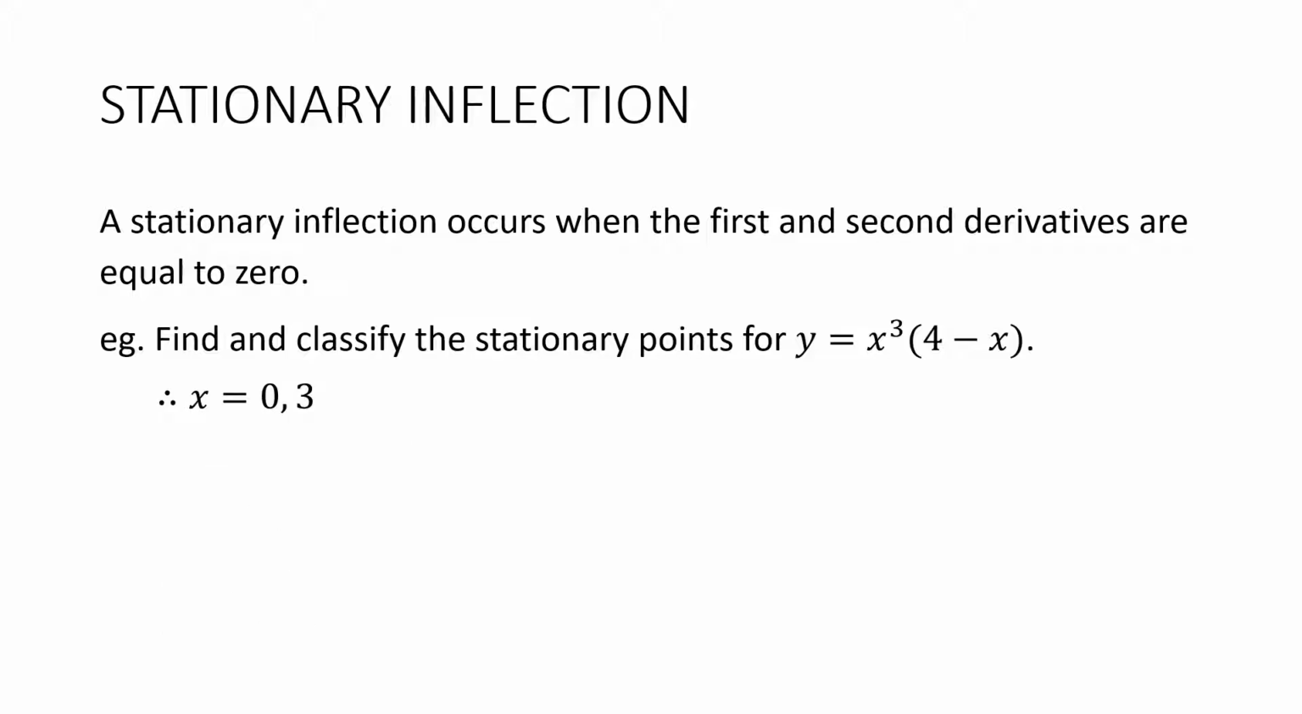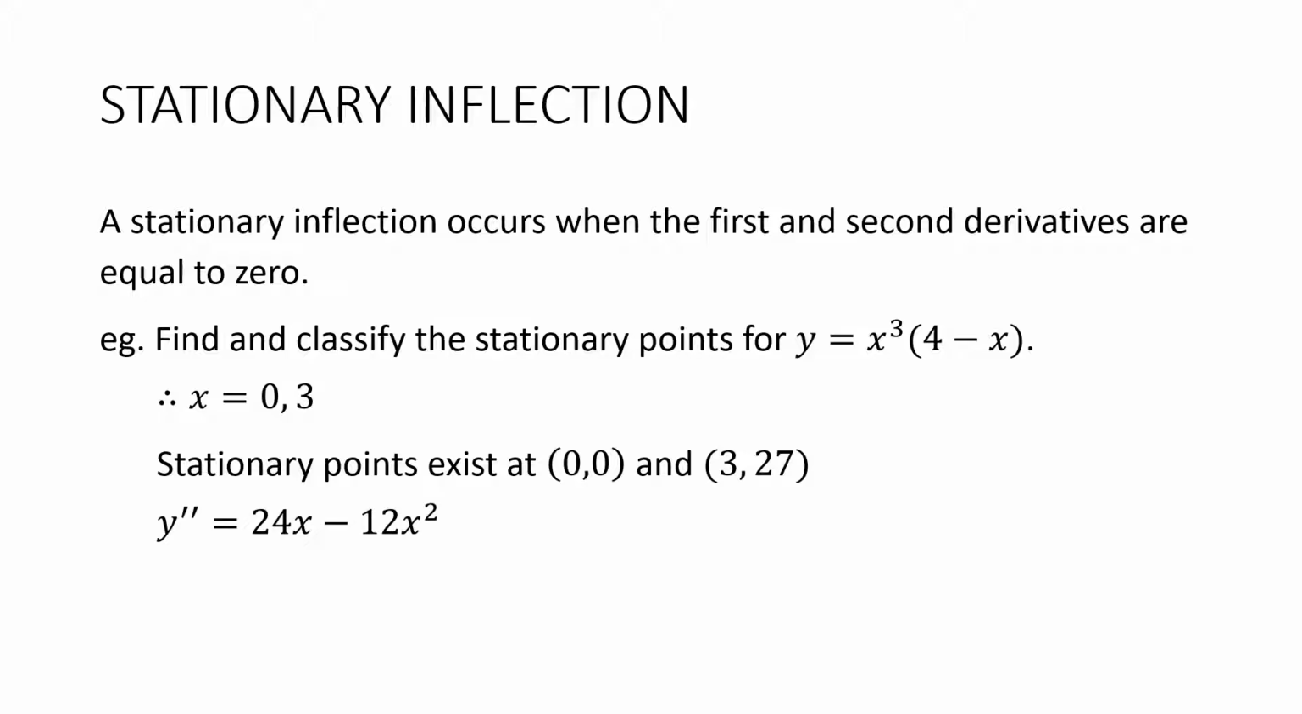But remember, we need the stationary points, so we need to find the y coordinates, substitute back into the curve. When x is 0, y is 0. And when x is 3, I'm going to get 27 multiplied by 1, which is 27. So we've got stationary points at (0, 0) and (3, 27). Now we need to say what type they are, so we're going to go to our second derivative. Second derivative is 24x minus 12x squared.